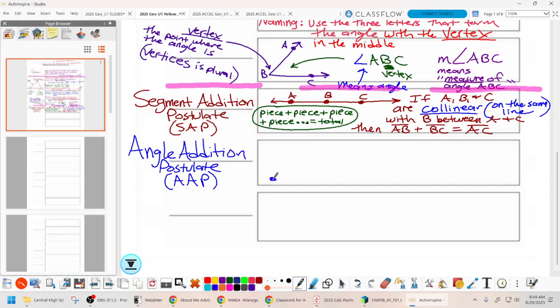So draw a couple angles. Of course, we need to put labels on all these. And you'll need to remember your naming rules for angles.